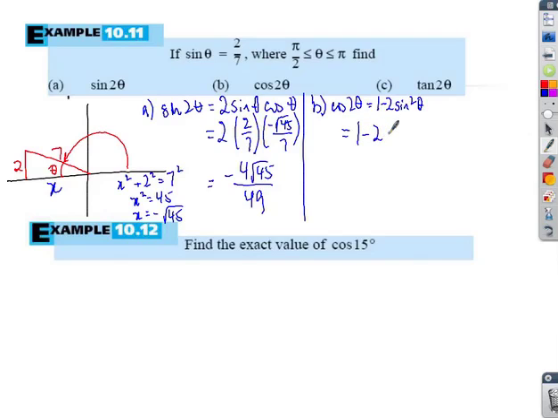Just in case you made a mistake earlier. So the sine ratio, we said, was 2/7 squared. So this is 1 minus, that's 2 times 4 over 49. So 2 times 4 is 8 over 49. And 1 is 49 over 49. So 49 over 49 minus 8 over 49 makes 41 over 49. And again, that's the cos of double theta.